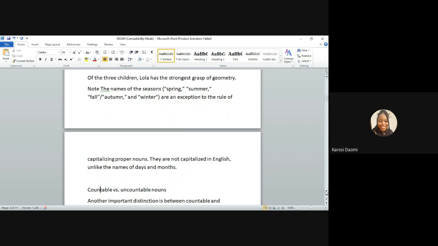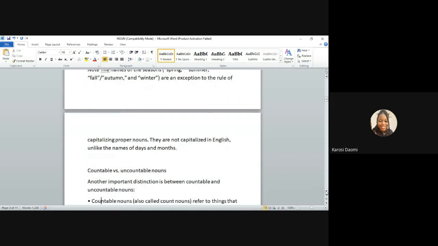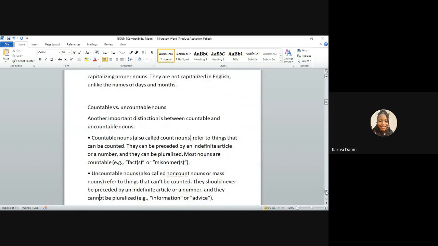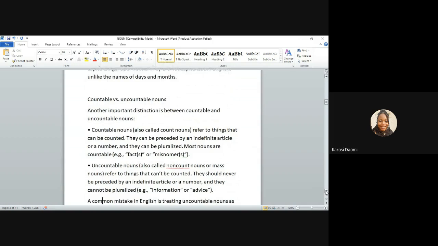Now, moving on to the next set of types of nouns, we have countable and uncountable nouns. Countable nouns, also referred to as count nouns, refer to things that can be counted. Anything that can be counted is referred to as a countable noun. They can be preceded by an indefinite article or by a number, and they can be pluralized. Most nouns are countable.